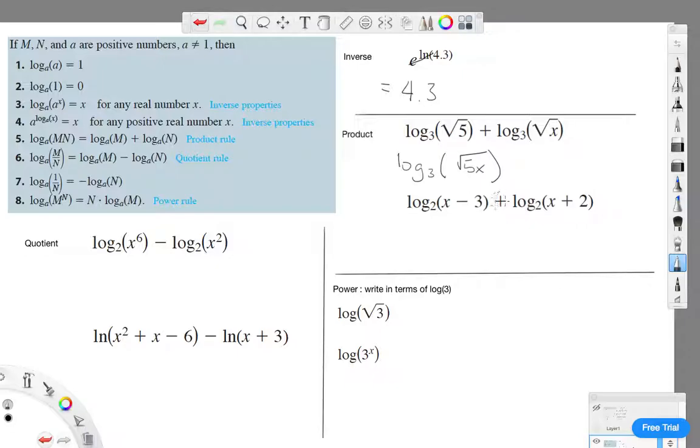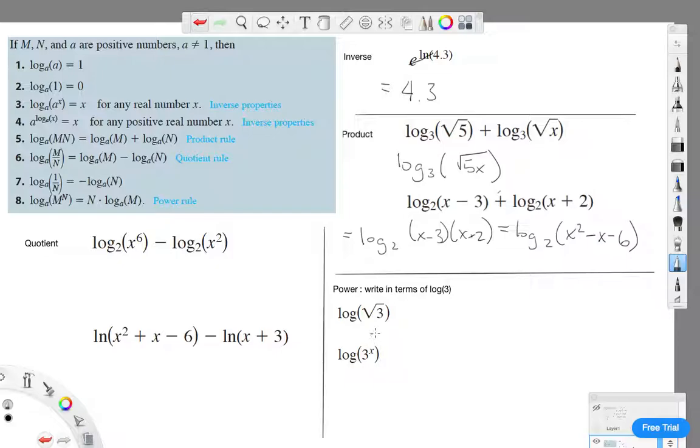Another product rule, we have addition here, so we can have a product since we have the same base. Let's simplify. This is equal to log base 2 of x minus 3 times x plus 2. And we can leave it like that, or we can expand and we'll get log base 2 of x squared. Remember your first terms, x times x is x squared, minus first outside, inside last. Outside is plus 2x, inside is minus 3x, so plus 2 minus 3 is minus 1x. And then we have negative 3 times 2 is negative 6. There's our simplified form.